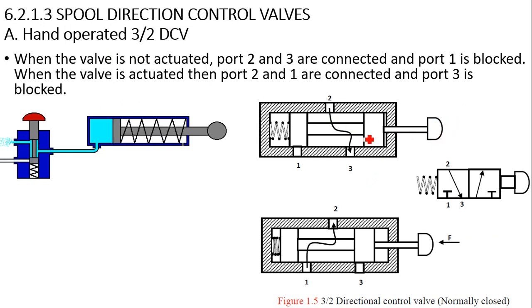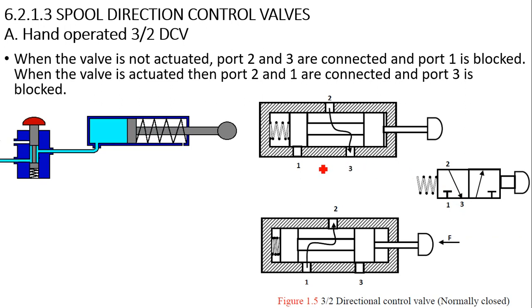Now, as shown in the diagram, this is 1, 2, and 3. In one position, 1 is not connected and 2 is connected to 3. So this is the default position, wherein the spool is adjusted by the spring force such that 1 is cut off and 2 is connected to 3. So this is the first position, the initial position.